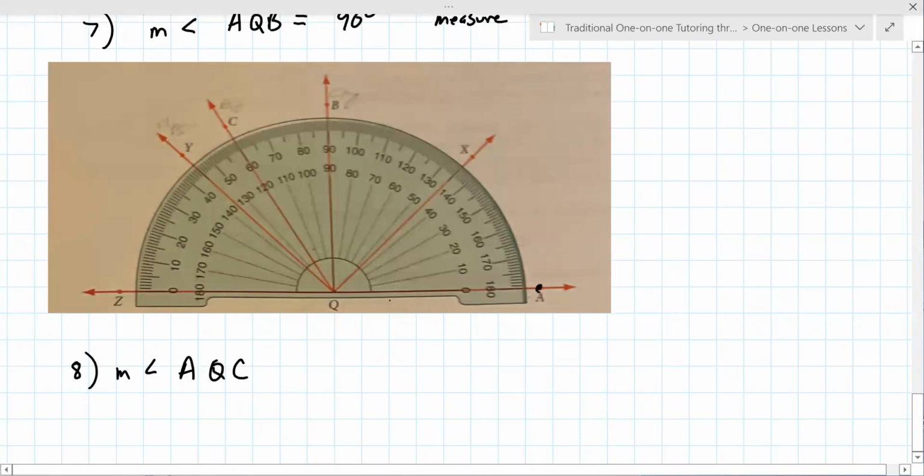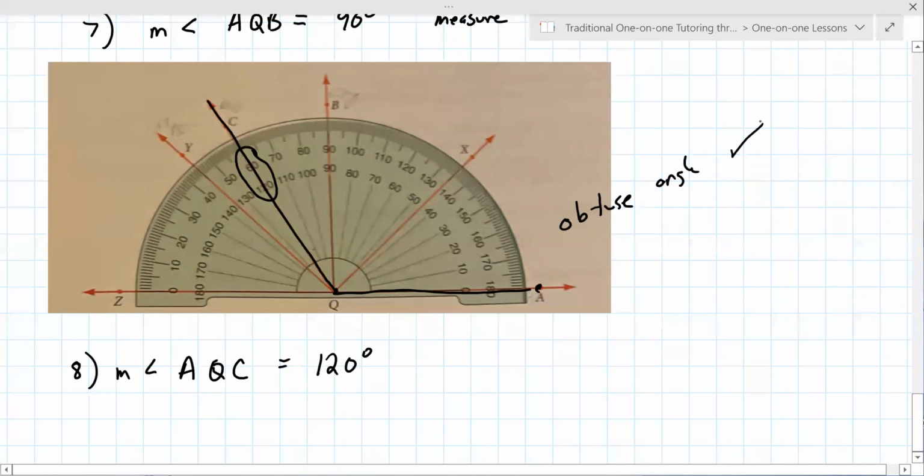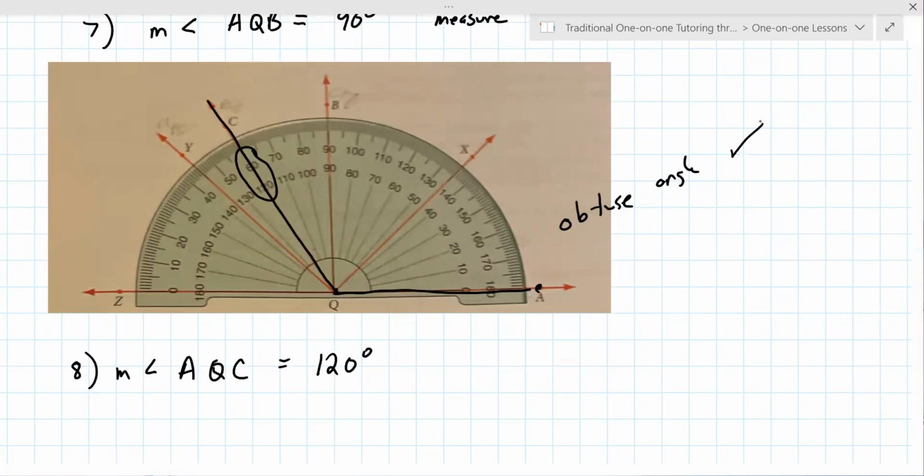So here's A, here's Q, and here's C. Okay. So notice on your protractor, there's 2 answers. It could be 60 degrees or 120 degrees. But this is an obtuse angle. I would say that it's 120 degrees. Yes, because it's an obtuse angle. 60 degrees, it's acute. So it's 120 degrees because it's an obtuse angle.